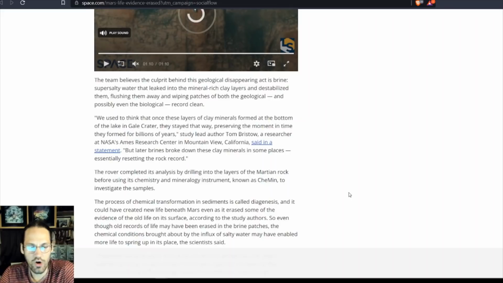The team believes the culprit behind the geological disappearing act is brine, super salty water that leaked into the mineral-rich clay layers and destabilized them, flushing them away and wiping patches of both the geological and possibly even the biological record clean. "We used to think that once these layers of clay minerals formed at the bottom of the lake in Gale Crater, they stayed that way, preserving the moment in time they formed for billions of years," study lead author Tom Bristow, a researcher at NASA's Ames Research Center in Mountain View, California, said in a statement. "But later, brine broke down these clay minerals in some places, essentially resetting the rock record."